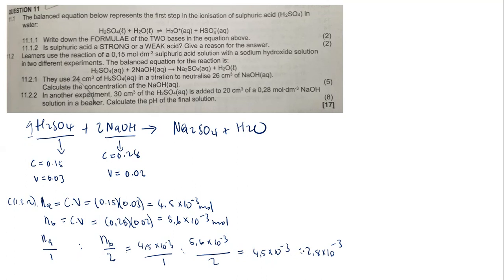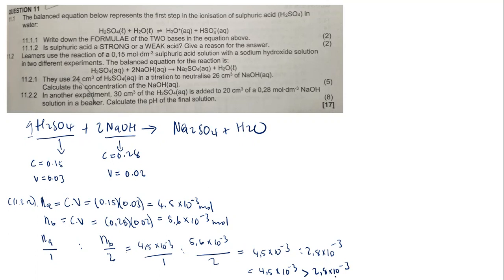The third step, we are comparing this number of moles and this number of moles, which one is greater. We can see that 4.5 times 10 to the power negative 3 is not less, but it's greater. It's greater than 2.8 times 10 to the power negative 3. Now, for the fact that we have a greater number of moles over this one, that means this will be in excess, because this we have a lesser number of moles. That means this is the limiting reagent.